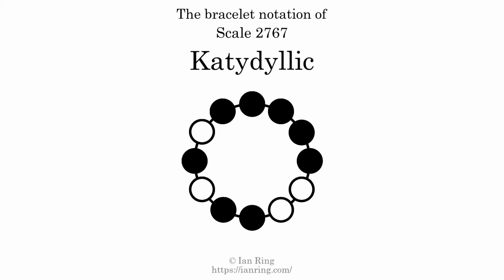This is a bracelet notation diagram of scale 2767. The shaded circles represent tones that appear in the scale, and they are read clockwise, starting at the top.